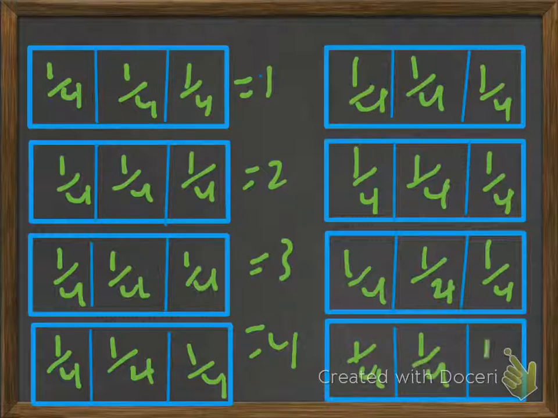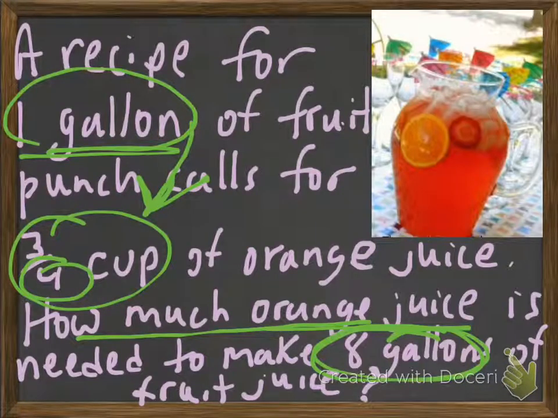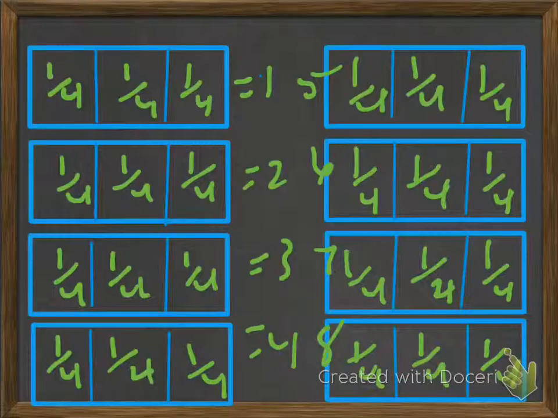So here we go. Got all those. So this would be 5, this would be 6, this would be 7, and this would be 8. If we go back again, we need 8 gallons. So we could count this all up and find out how much we need. So it would be 3 plus 3 plus 3 plus 3, and that's 12, plus another 12, so that's 24 fourths.